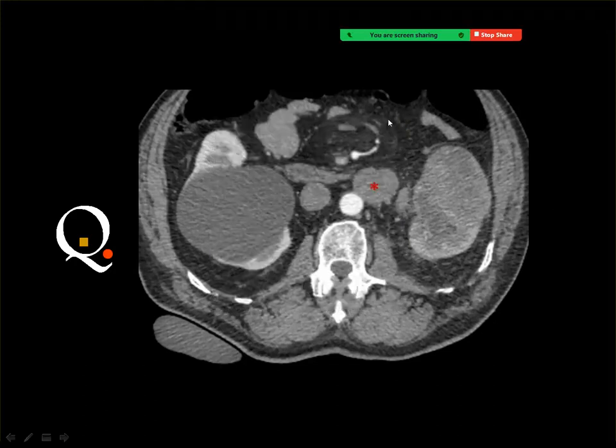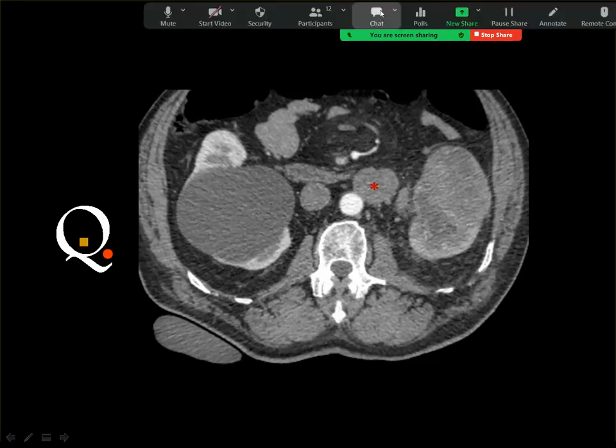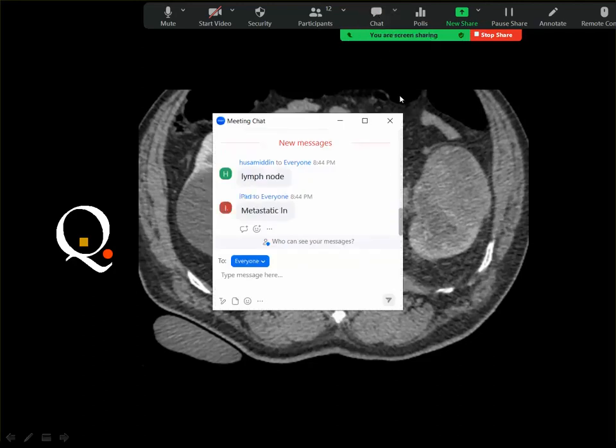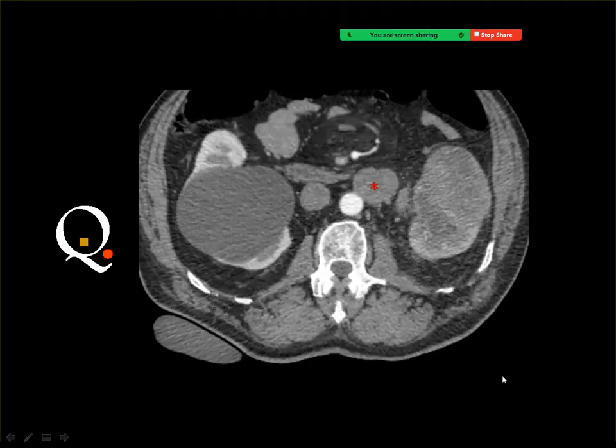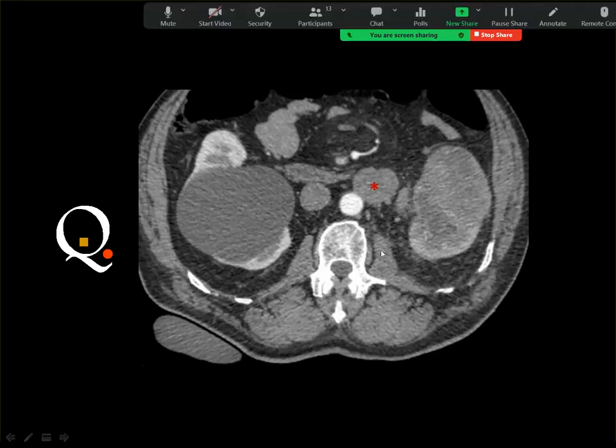Yes, and this is renal cell carcinoma. What do you think about this? Yes, metastatic lymph node, right answer. And this is a solid mass in the left kidney, diagnostic of renal cell carcinoma, and this is para-aortic mass representing metastatic lymph node, and this is a simple cyst in the opposite kidney.